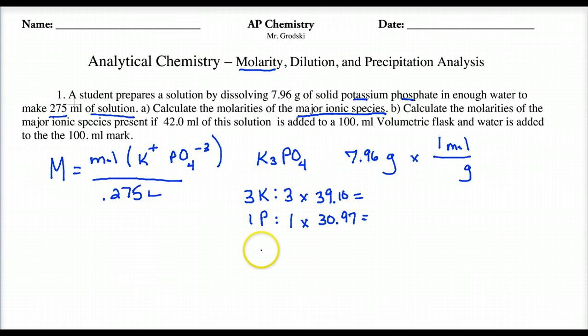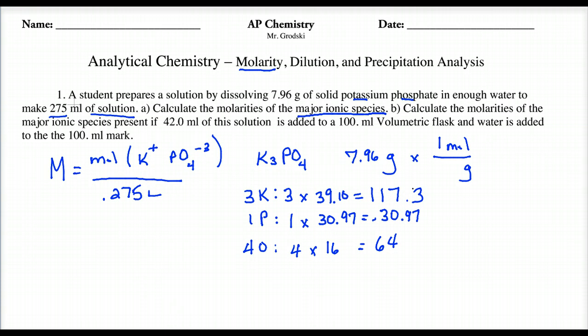And then we have 4 oxygens, 4 times 16. I know that one's 64. I know this one's 30.97. And this one, I don't know off the top of my head. I don't know my 39.10 times tables. So 3 times 39.10, and that gives me 117.3. Let's add all those up.